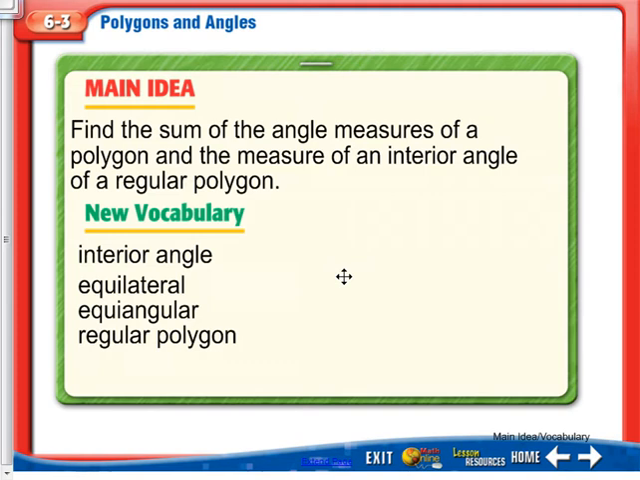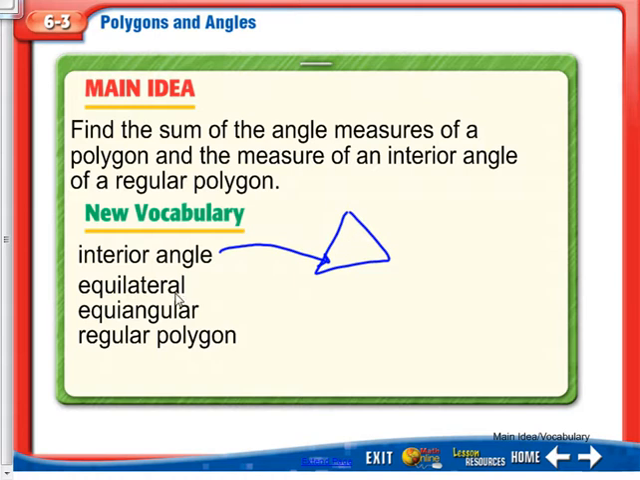For lesson 6-3, we're going to find the sum of the angle measures of a polygon and the measure of an interior angle of a regular polygon. An interior angle would be referring to, if I had a triangle here, this angle right here. Obviously, we have these exterior angles like this one, but interior angle is referring to the ones on the inside.